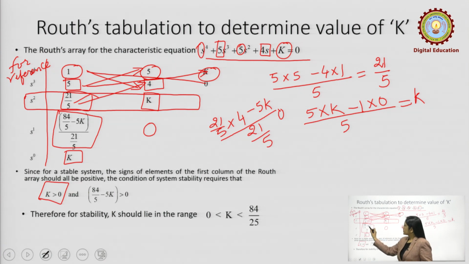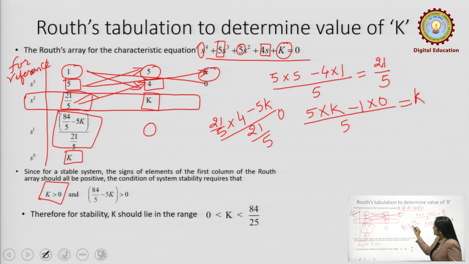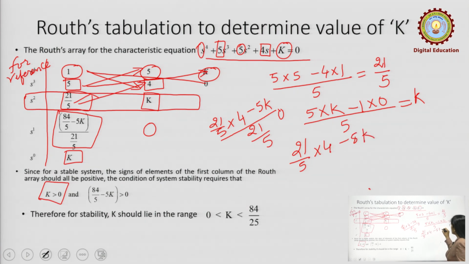Now, here we have a term k in the numerator. For the fourth row first element to be greater than 0, it is required that the numerator should be greater than 0. We have a denominator here and this is the numerator. So, for the system to be stable, 21 by 5 into 4 minus 5 k should be greater than 0. So, this is another condition.